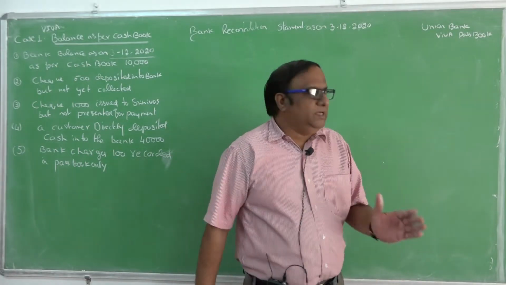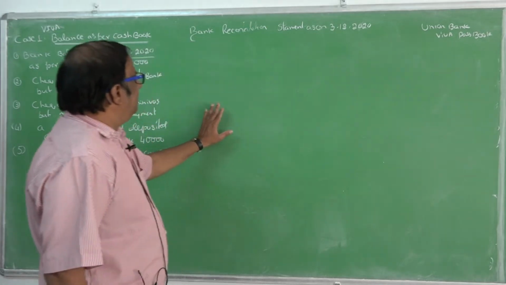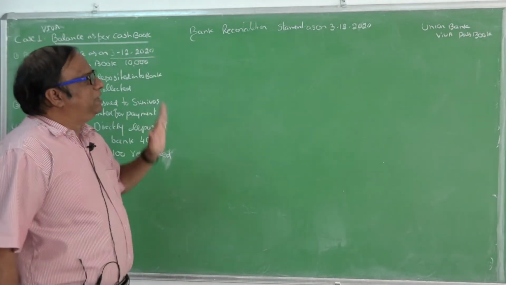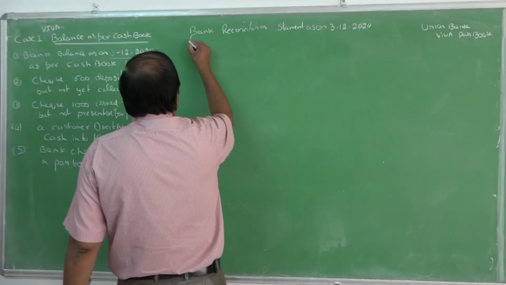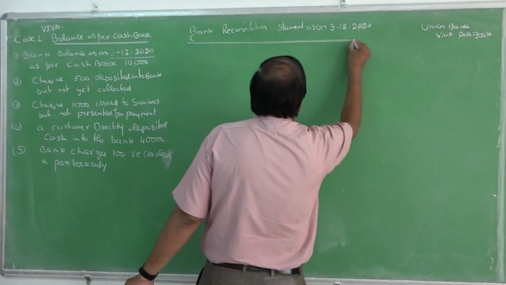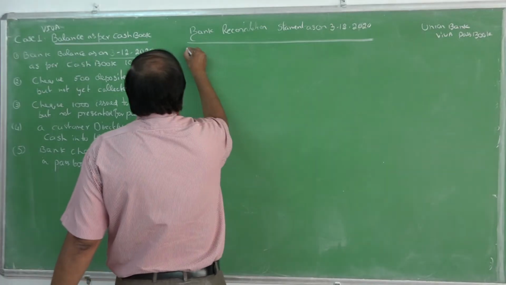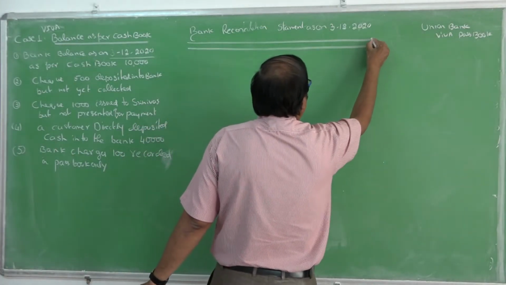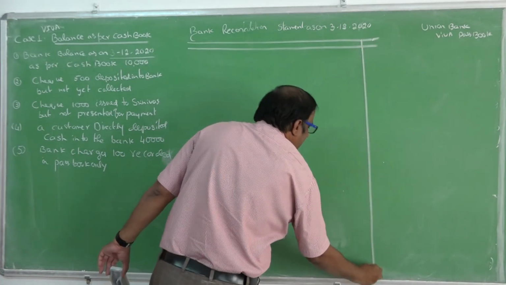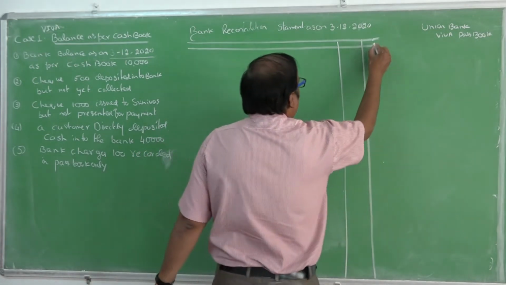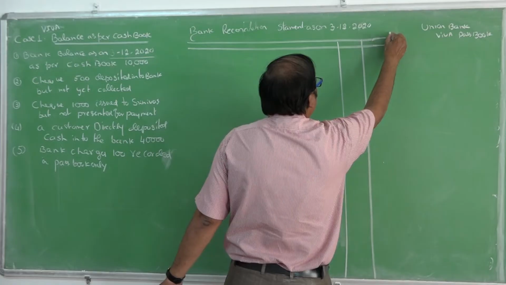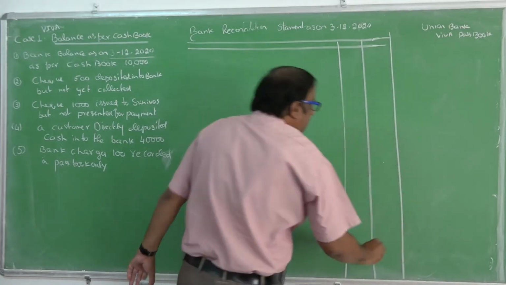Likewise, when there is a difference between the cash book and passbook, the accountant will prepare a bank reconciliation statement. This is not a ledger. This is not a book. This is only a rough paper. This paper is prepared in order to find out the reasons. That is the important thing.